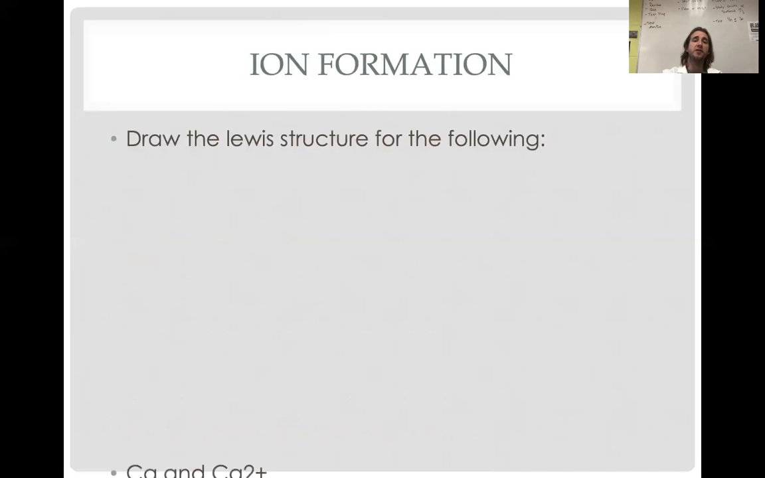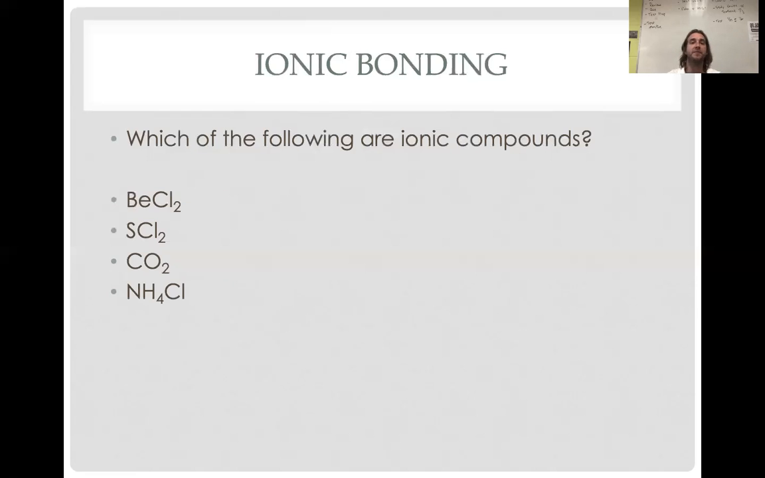Cool. Could you draw the Lewis structure for the following ions and atoms? Calcium would have 2 dots. Calcium 2+ would have no dots. Oxygen would have 6 dots. The oxide ion would have 8 dots around the O2- ion.